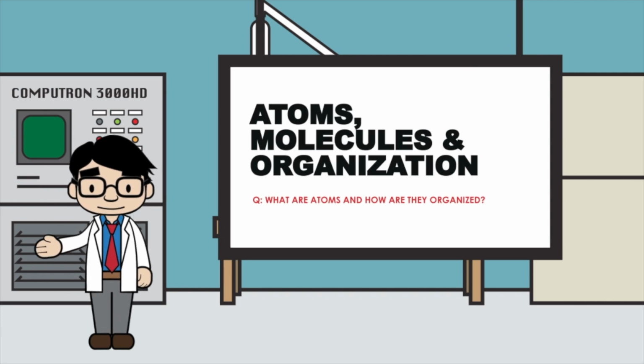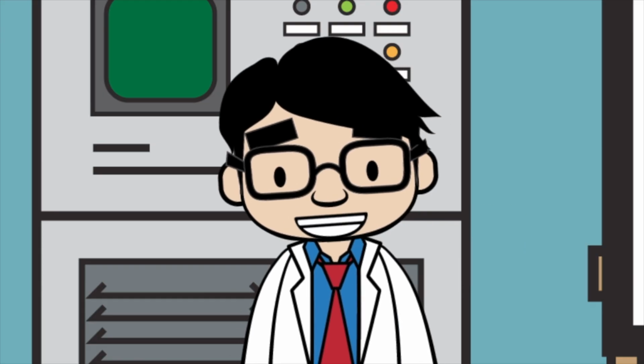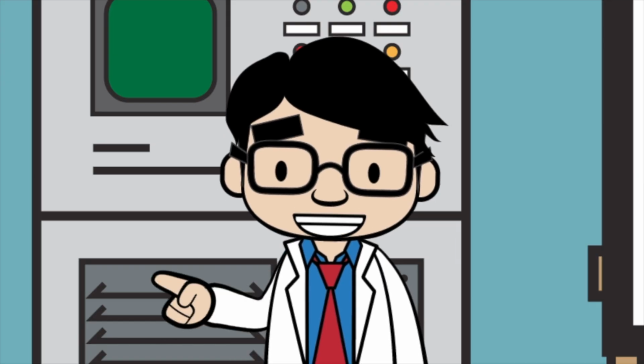Hello! Today we're going to talk about atoms, molecules, and their organization. By the end of today's notes, you should be able to answer the question, what are atoms and how are they organized? Atoms are matter, and they are the smallest particles that have unique chemical and physical properties.